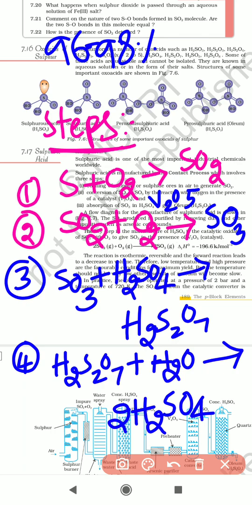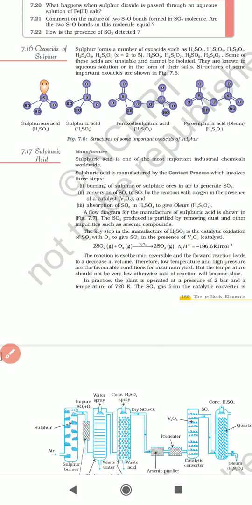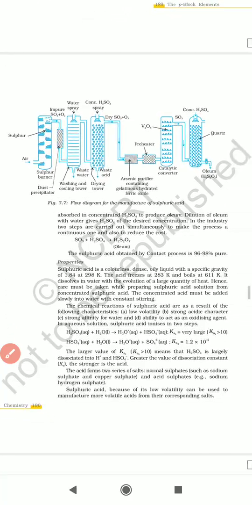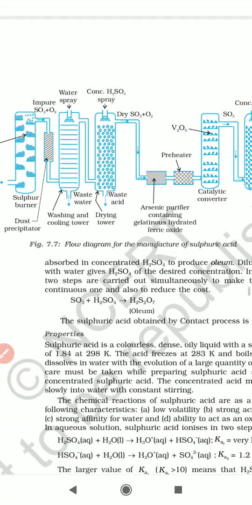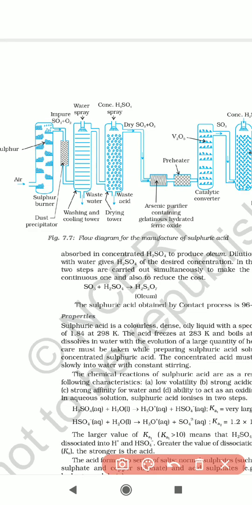So let us see it once again diagrammatically. What are they going to explain in the diagram? Let us see what is happening there. First, the first chamber we take is the sulfur burner. Inside the burner we place sulfide ore or sulfur ore, and through the inlet we pass oxygen gas.